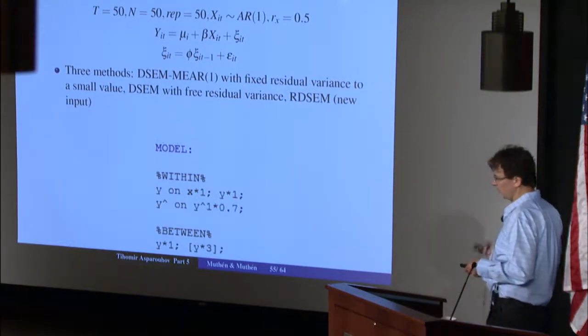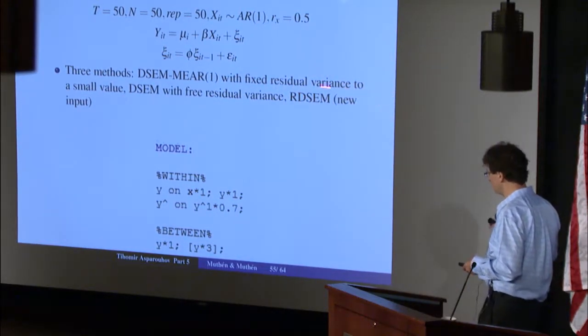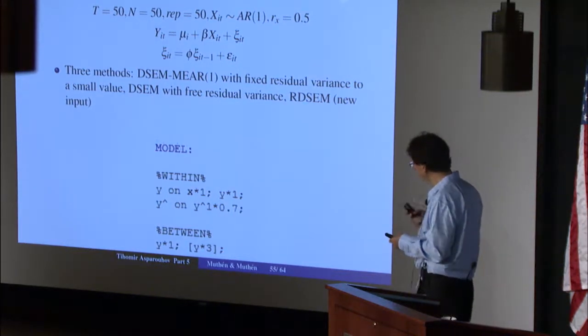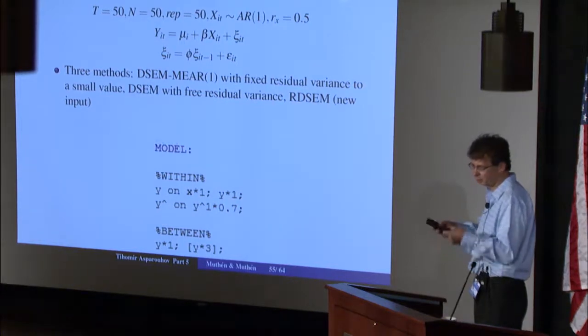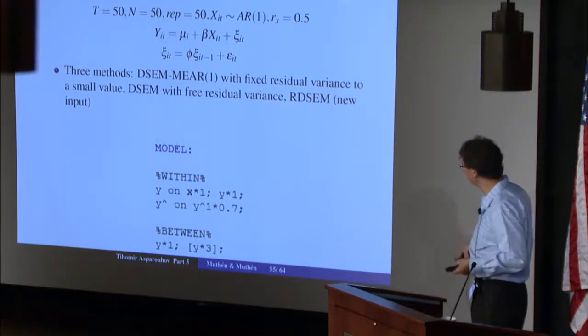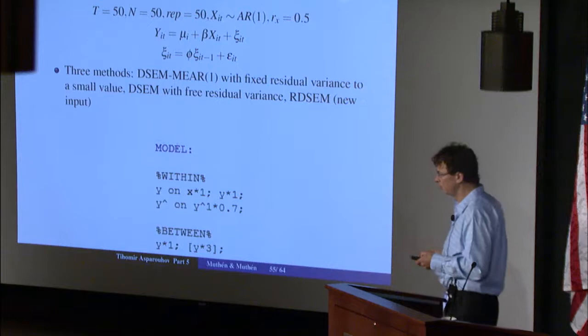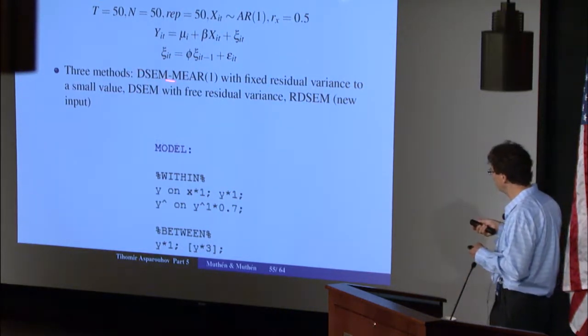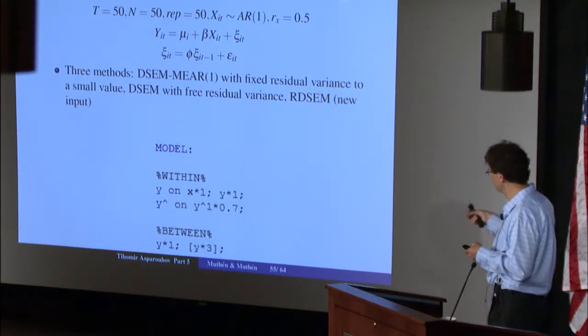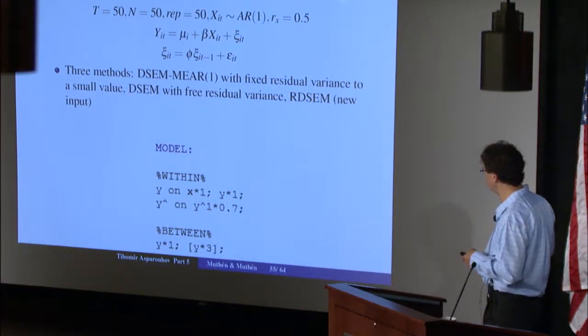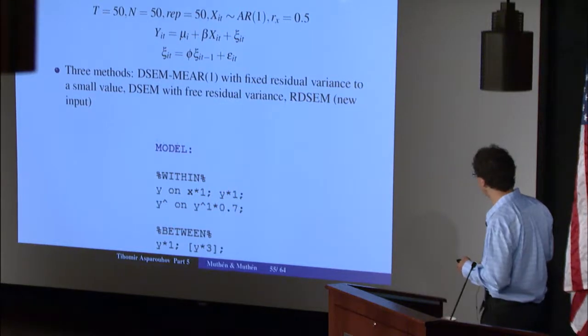So there are 2 ways to do it. You can fix the residual variance to 0, or you can estimate that residual variance without fixing it to 0, so it will generally be estimated to a small value that's close to 0. So there are basically 2 DSEM MIR1 approaches to estimate that model, either with the variance fixed to a small value, or just letting the variance be free and estimated to a small value.